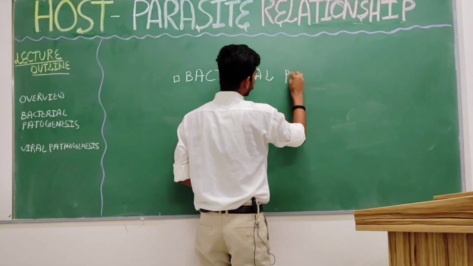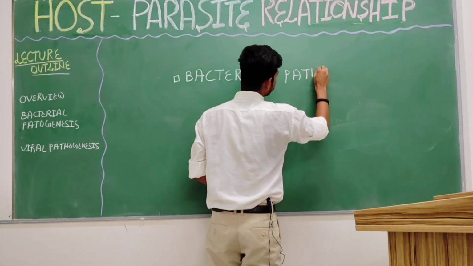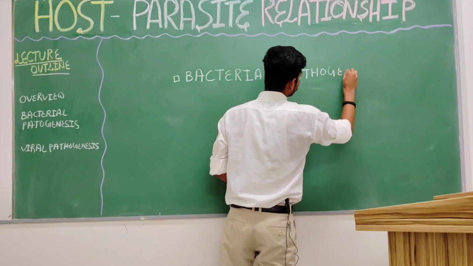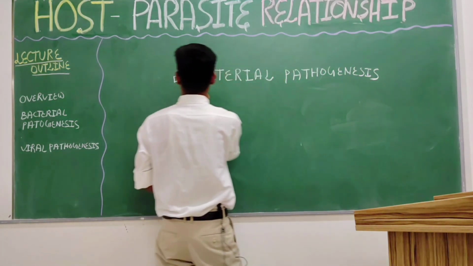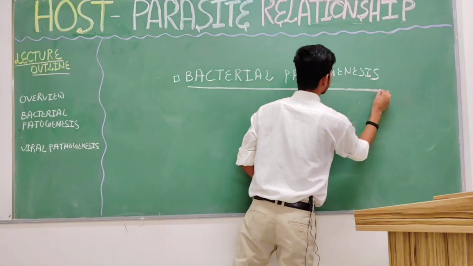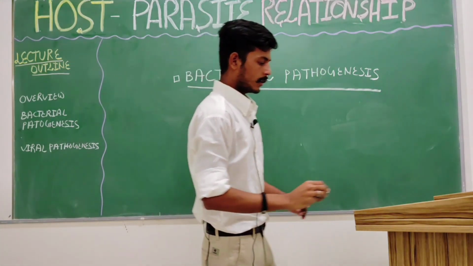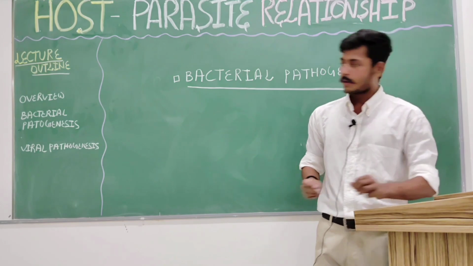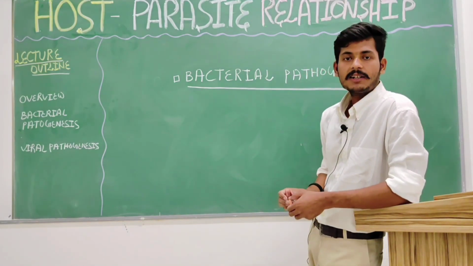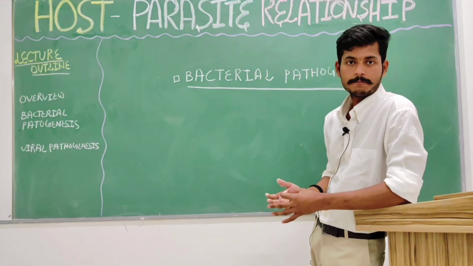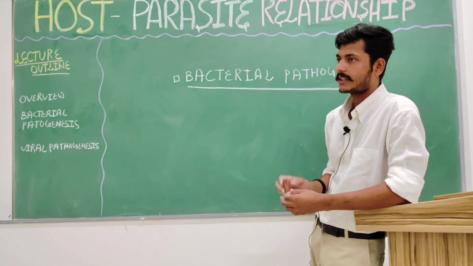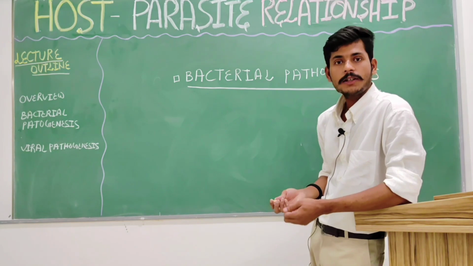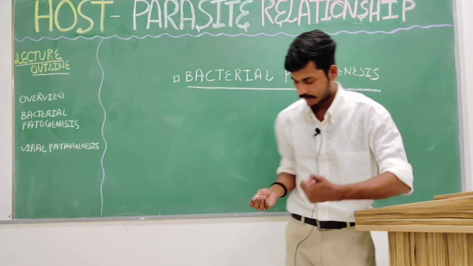Bacterial pathogenesis. Now, just tell me how bacterial pathogenesis happens. First, you know that infection. Okay, let's take the example of the infection. So, how is infection occurring in our body?